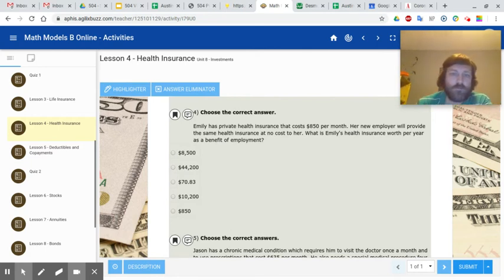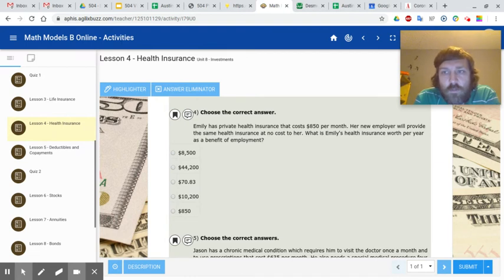So the first type of question they want you to do is to understand what the value of a health insurance plan is to someone who gets it from their employer. Basically, if you get insurance at your place of work, it's like you're getting paid more than your actual salary, because the value of that plan is something you're being paid in a sense, the benefit of your employment.